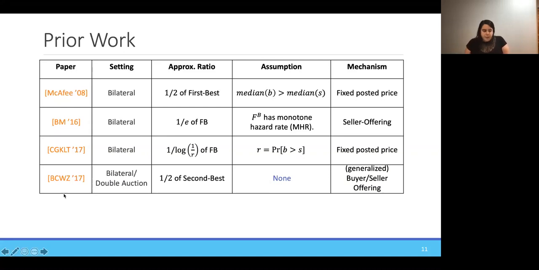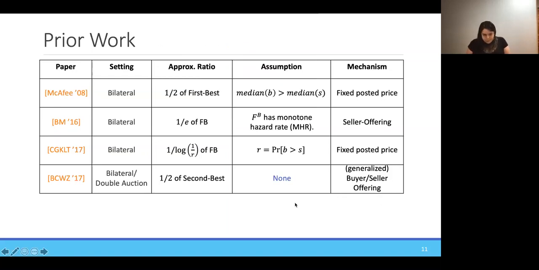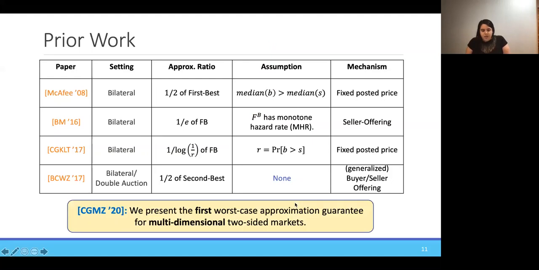And then there's also this paper by Brustle et al. from EC17, where they handle both the bilateral trade setting and the double auction setting. So this is where you have a bunch of buyers and a bunch of sellers, and there's only one type of item, and you're just trying to match them off. So it's also called a matching market. They don't have any assumptions, and they use generalized buyer and seller offering. So like the seller offering, but switch to the buyer. Okay. And then what we do is we present the first worst case approximation guarantee for a multi-dimensional buyer. Any questions there? Okay.